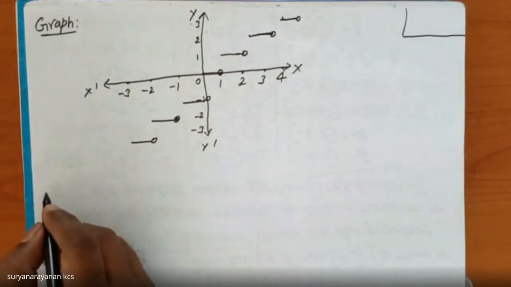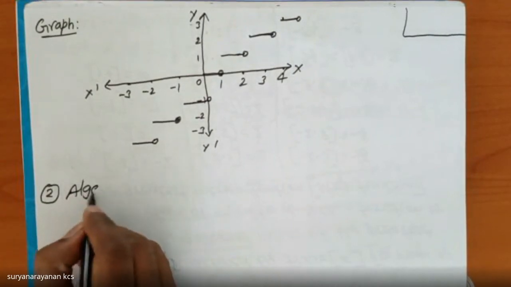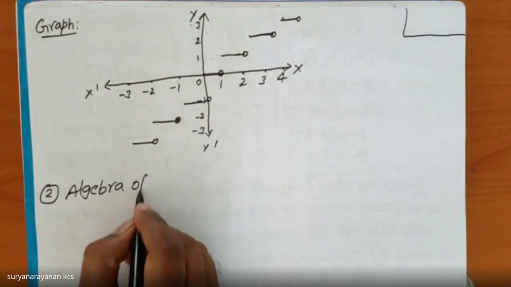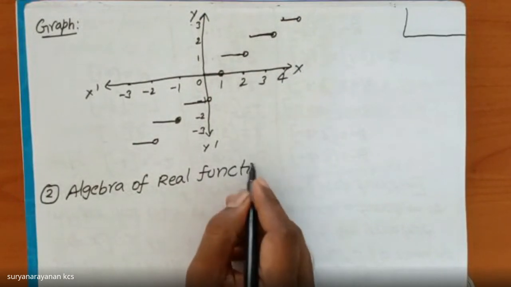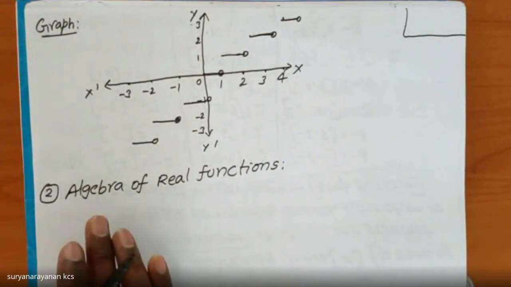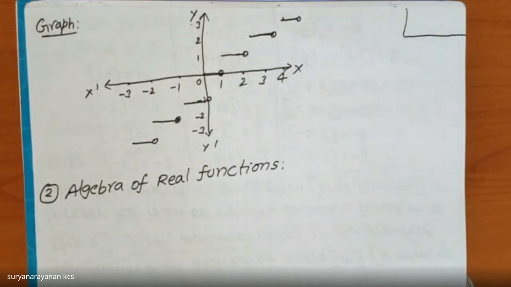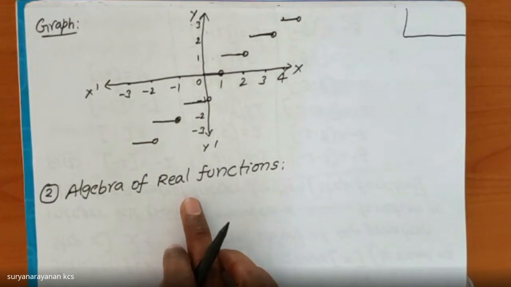Okay, my children. Next point, algebra of functions. Algebra of real functions means sum of two functions, difference of two functions, product of two functions, and quotient of two functions. We discussed these points in this algebra of real functions. Okay.